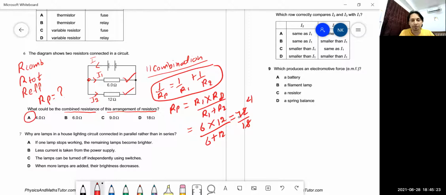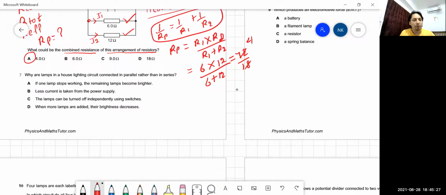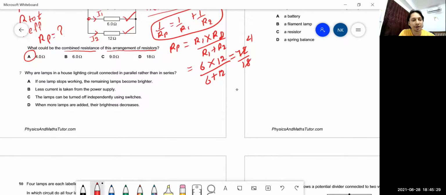Now let's move to the next one, children. Question number 7. Why are lamps in a house lighting circuit connected in parallel rather than in series? This also we discussed in class discussion, children. Why in our household circuits are all the devices connected in parallel? Let me read option 1.